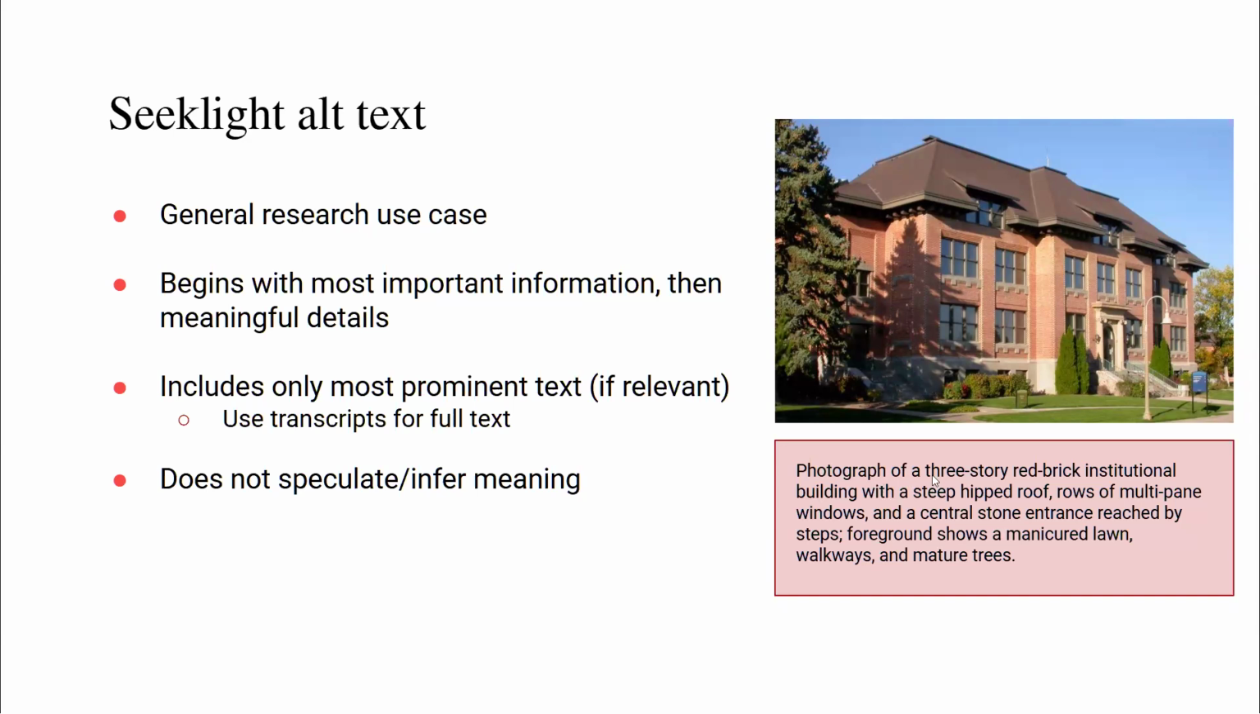It begins by describing the building itself, and then starts to add more detail about the building, and then finally ends with some detail about what's in the foreground, right? So beginning with that most prominent information and then working towards supporting detail. If your image contains text, Seeklight will include only the most prominent text in that alt text, so a title or headline, for example, and that is appropriate for alt text.